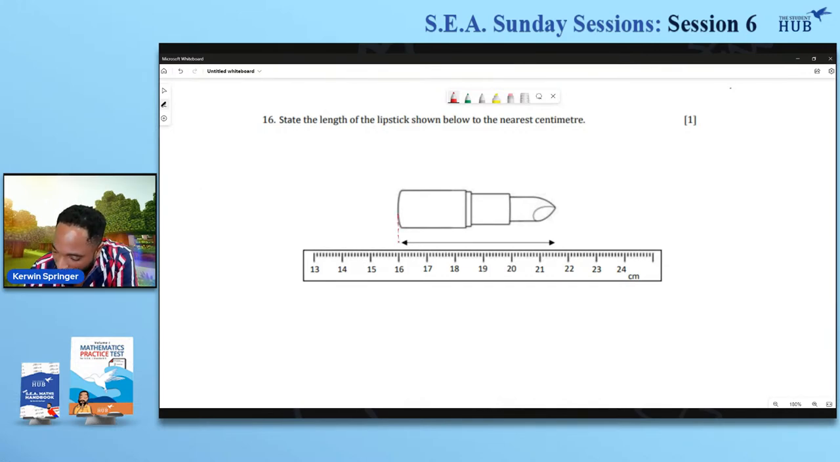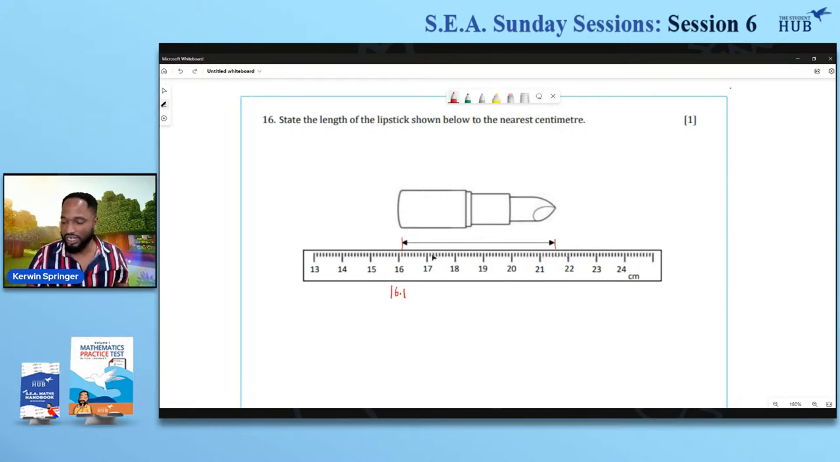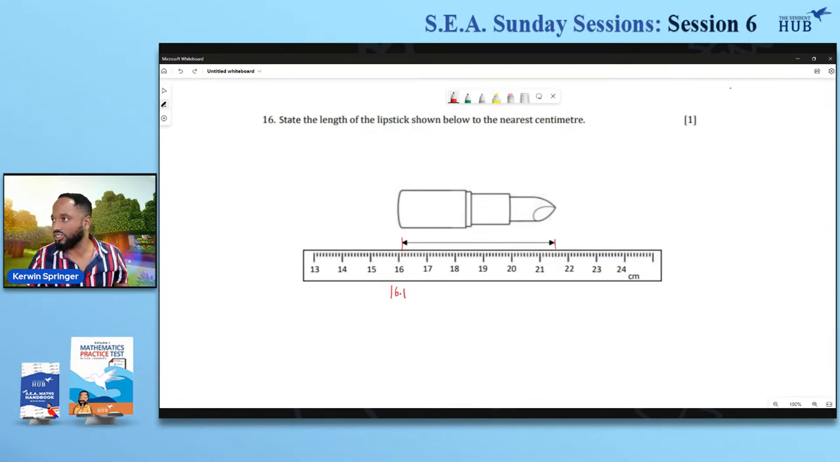State the length of the lipstick shown below to the nearest centimeter. So we always get a little ruler thing to play around with here. I'm honestly not sure. It's a little fishy because this one point in here and this one point in here, they're a little fishy. But let me use the arrows. So let's say this was 16.1 and this one is 1, 2, 3, 4, 5, 6, 7, 8. Something wrong with the scale here. Again, some of these scales are a little fishy.